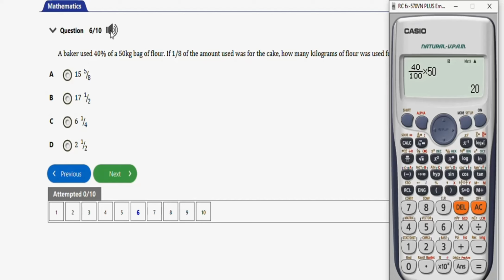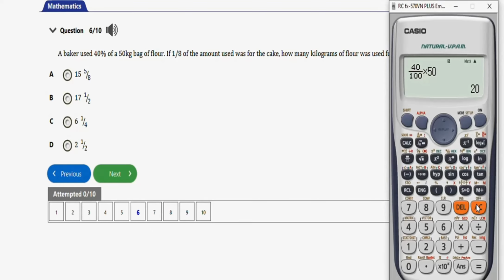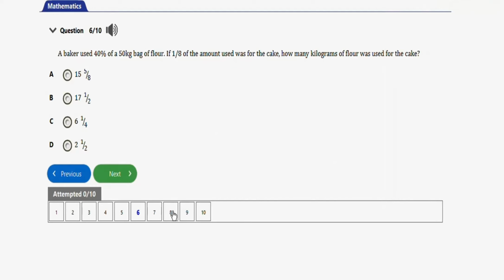So out of this 20 kilograms, we say half of the amount used was for cake. How many kilograms of flour was used for the cake? Let's make a calculator again. To solve this now, this is simple logic, half of 20 kilograms. So the answer is what? 5/2. So 5/2 is the same as 2 and 1/2. 2 times 2 is 4 plus 1, 5. So the right option is option D. So that's it for this question. As simple as this. Next question will be this one.